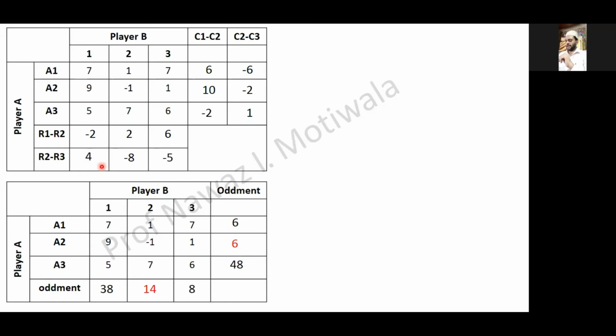Now if you add the total oddments, row wise and column wise, you should get the same answer. So if you add all the oddments, 48 plus 6 plus 6, you will get 60.